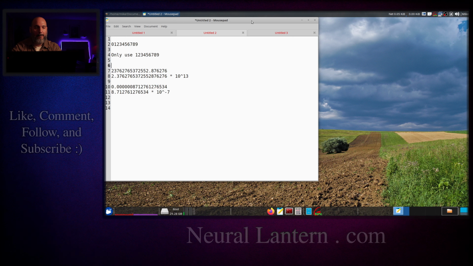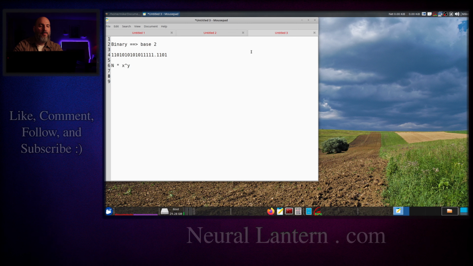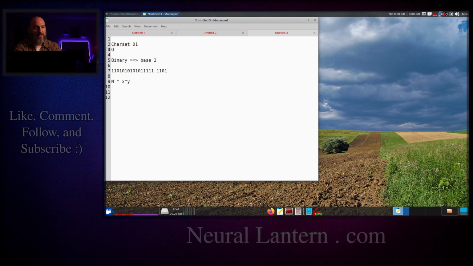So, but in binary, I'll put like the character set, like the available characters we can use to represent the numbers in decimal. So in binary, the char set that we can use is just a 0 and a 1 only. But the same rule applies, only use everything but the 0.